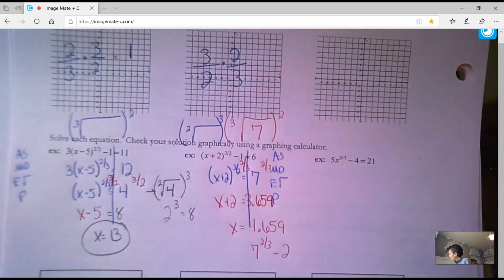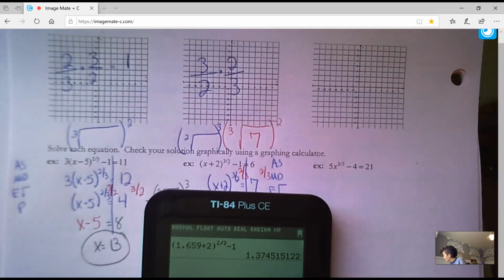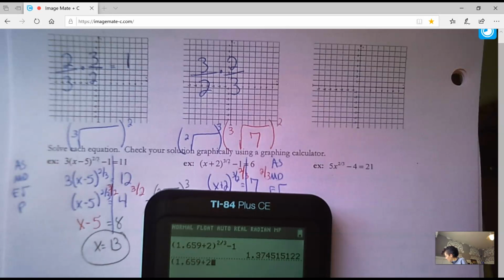So start my parentheses. I'll put 1.659 plus 2. Hit my exponent button. I'll put in my 2/3 power. I'm going to arrow over, and then I'm going to do minus 1. And do I get the 6? Whoops, I didn't type that correctly. I just realized that. Hold on. I switched my exponent around. So 1.659 plus 2. It should have been the 3/2. Wasn't looking. Okay, then minus 1. Do we get 6-ish?